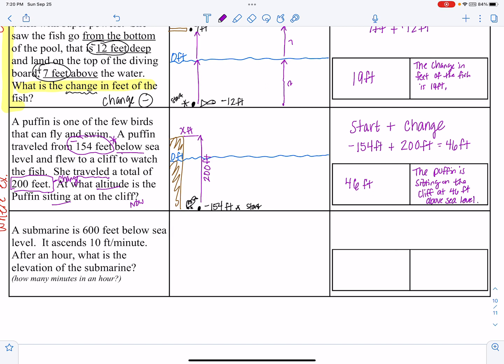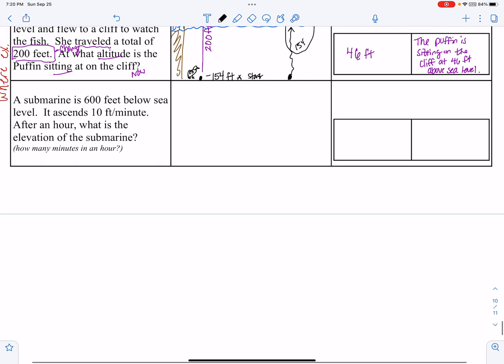Okay. All right, let's check for reasonableness. Does that make sense? I'm sketching out my thinking over here. I'm at negative 154 down here, and I know that this distance is 154 feet. That's my absolute value. And then I know that if I add 46 more feet, that does make sense, that those equal 200 feet. So that makes sense to me, and I'm pretty confident in our answer.